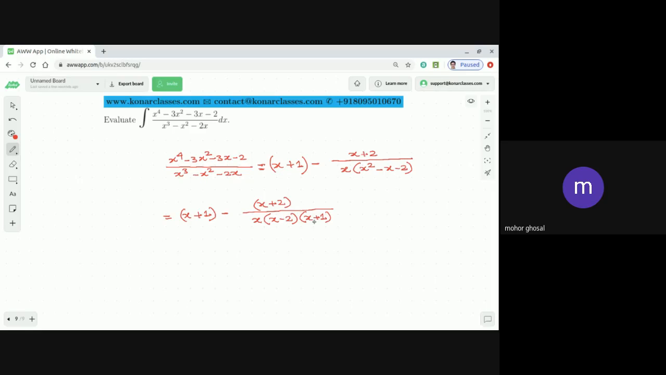The A by x plus B by x minus 2, correct or not? Yes, understood. Next one, please.